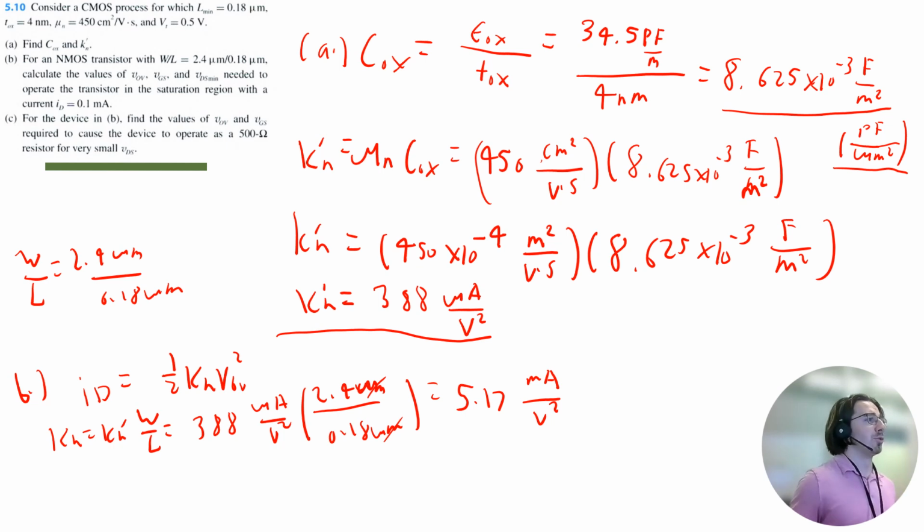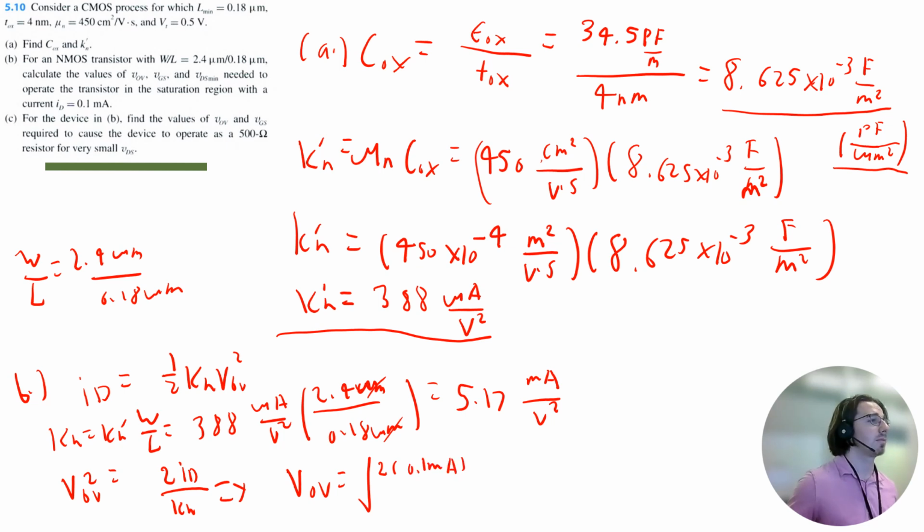So if we're solving for V overdrive, we can say that V overdrive squared is equal to 2 times saturation current divided by Kn, and we can just take the square root of all that. So V overdrive is equal to the square root of 2 multiplied by the current of 0.1 milliamps divided by Kn, which is 5.17 milliamps per volt squared. So I get 0.2 volts.